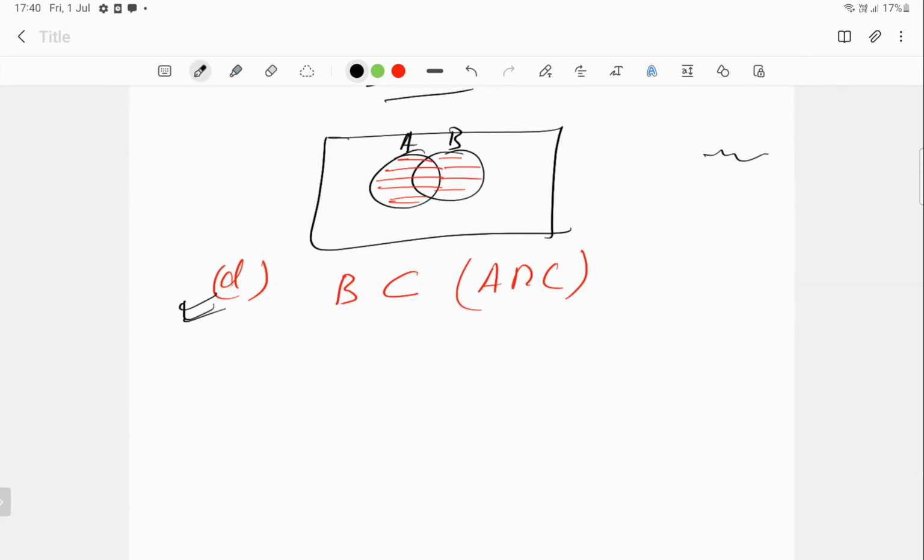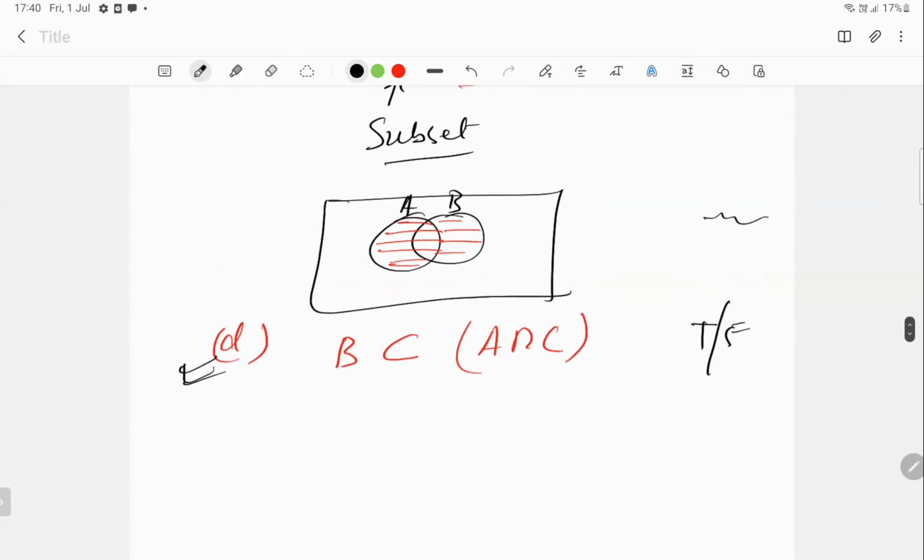Three elements are there, but what's the relation between them? It is possible to say "can't say" if the question is just true or false, because it can be true or it can be false. We don't know what C is. Nothing is given. I've just said A and B are two joint sets. I haven't mentioned anything about C.